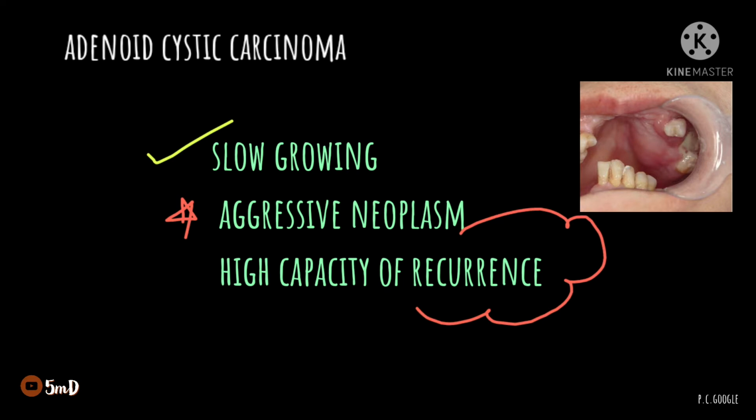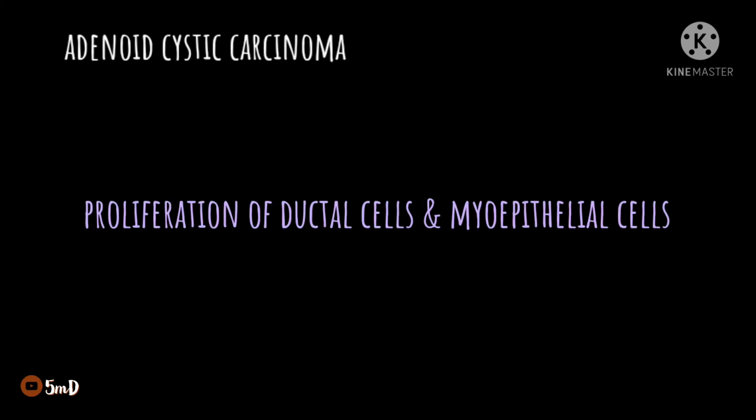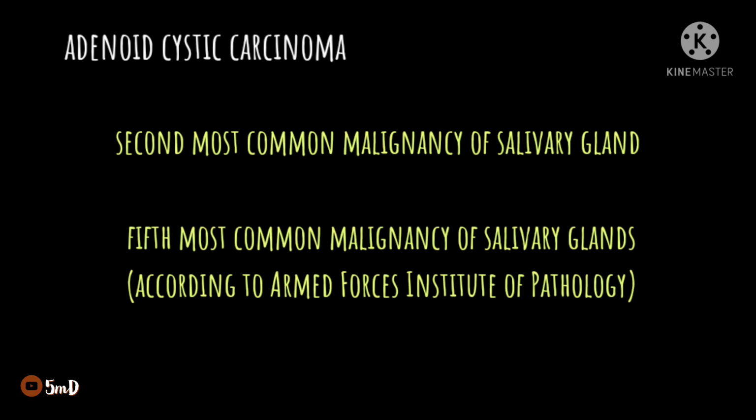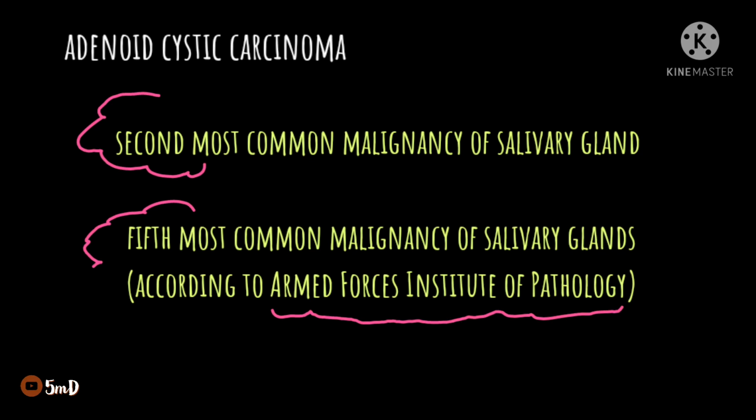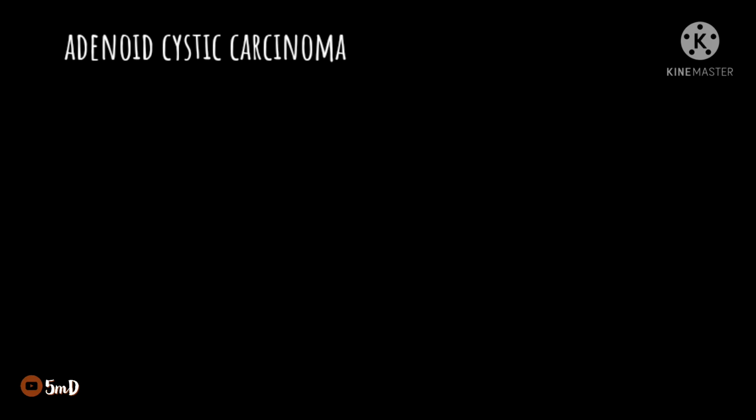and it is usually characterized by proliferation of the ductal cells and myoepithelial cells, hence the name adenocystic carcinoma. It appears in three different patterns which you'll see in the histopathology, and it is the second most common malignancy of salivary gland by some, and others consider it as the fifth most common malignancy of salivary gland.